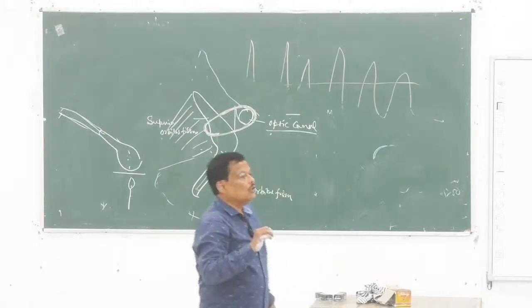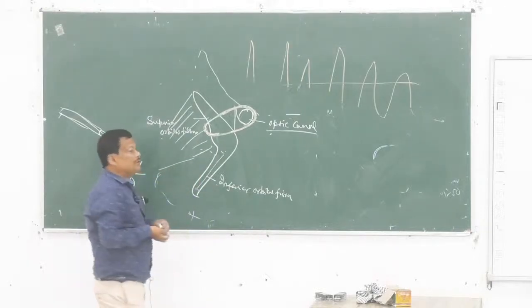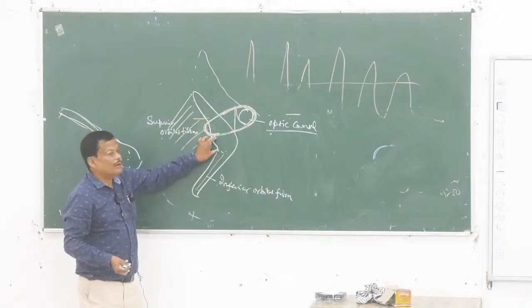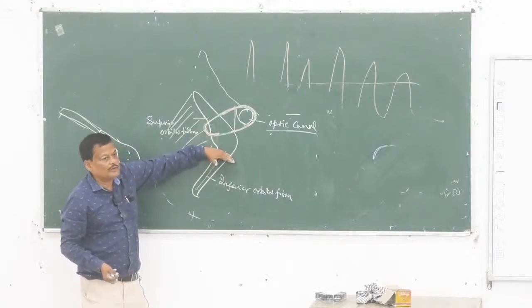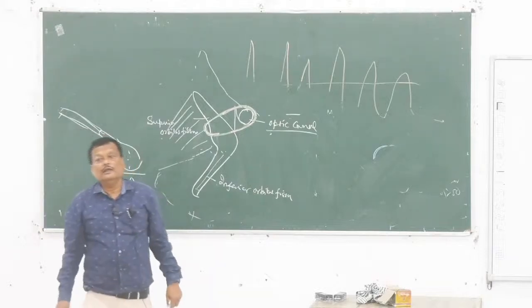So let us go one by one: what are the structures passing through the superior orbital fissure? We divide this superior orbital fissure into 3 parts: upper part, middle part and lower part. Not this, this is the inferior orbital fissure. Up through the upper part pass the LFT.